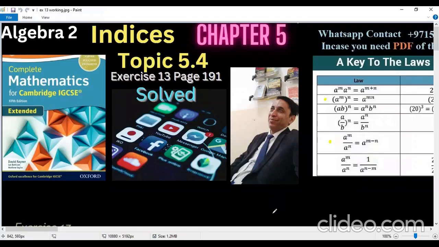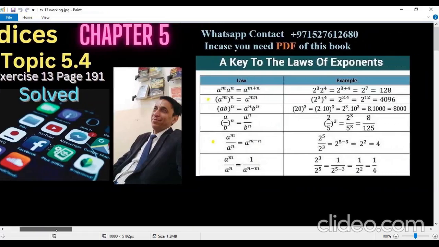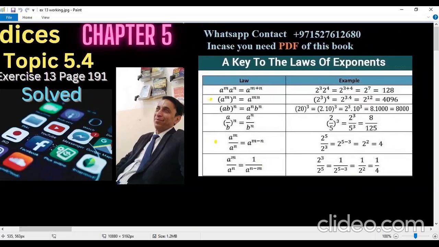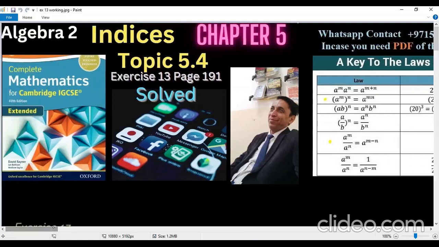Hello everyone. This is chapter 5 and the topic is Indices 5.4, exercise 13, page 191. This is the exercise we are going to be solving. In the previous exercise, if you have seen it, I have already discussed the laws of exponents, which you can find on page 191 if you have a hard copy in your hand.